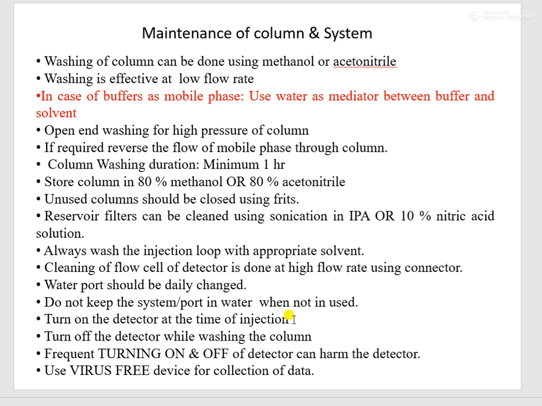Turn off the detector while washing the column. See, during washing, no detector is required. So when you are sure that all the injections are over, all the samples are over, now you don't need a detector. At that time you can switch off the detector, so that you can save the detector from unnecessary working. So in short, when detector work is not there, you should not keep it on. Frequently turning the detector on and off can harm the detector, but at the same time you should not keep it on unnecessarily.